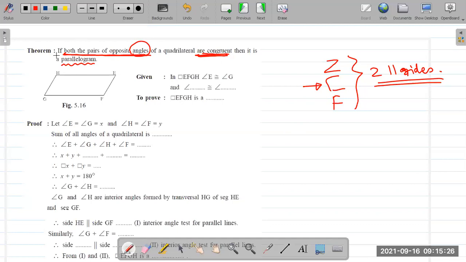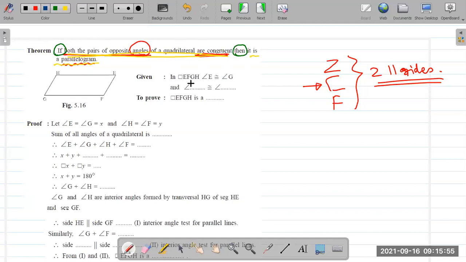Anything that comes after "if" is given. Anything that comes after "then" is to be proved. I'll repeat once again: anything that comes after "if" is given. So what are we given? We are given that both pairs of opposite angles are congruent. So this part is given. And what are we asked to prove? The sentence after "then" is to be proved. So we have to prove that it is a parallelogram.